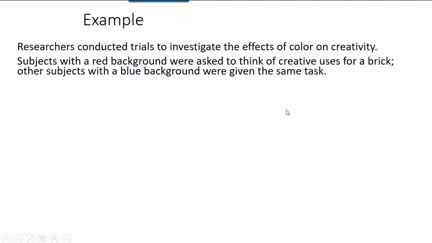Okay, let's look at an example. Researchers conducted trials to investigate the effects of color on creativity. Subjects with a red background were asked to think of creative uses for a brick. And other subjects, so a different data population, other subjects with a blue background were given the same task. Responses were given by a panel of judges. In other words, the judges gave them scores on who was more creative. Researchers made the claim that blue enhances performance on a creative task.